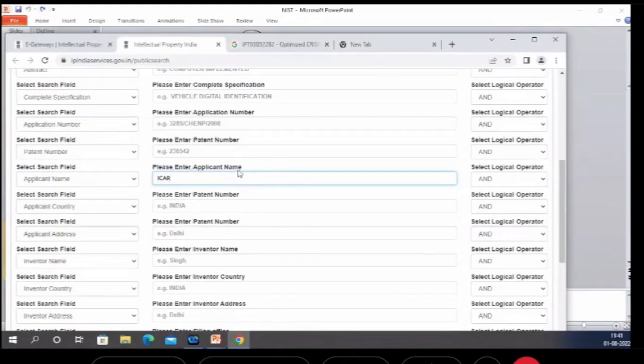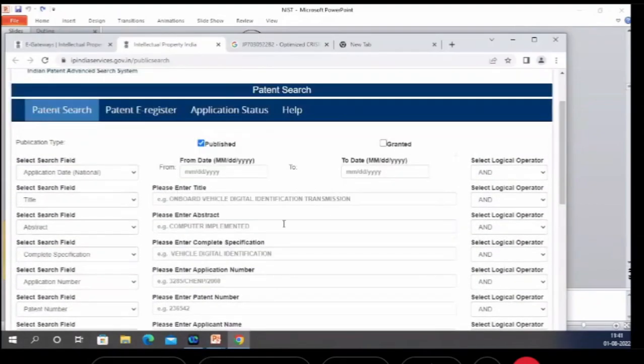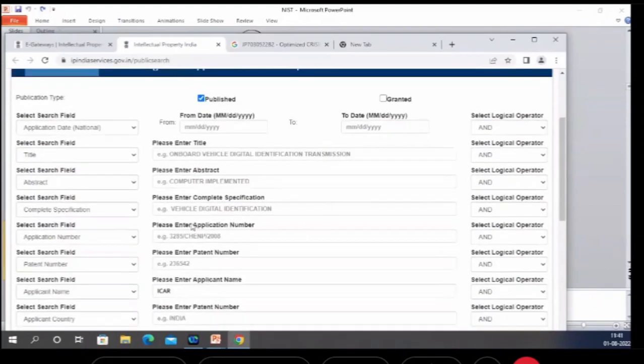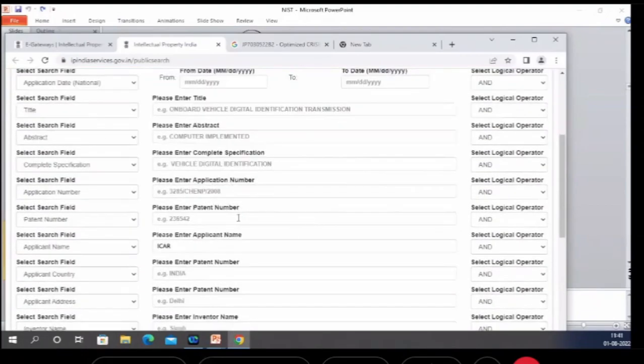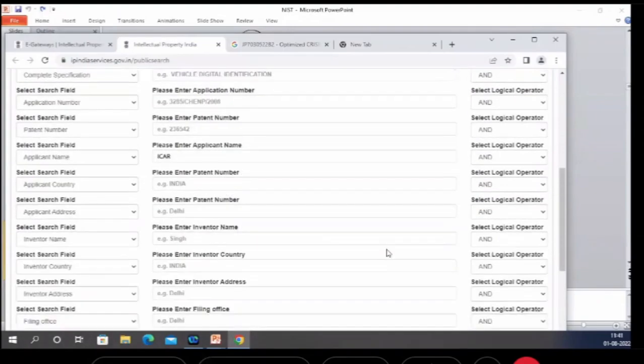This is the applicant name I will type. There are so many fields: title, abstract, complete specification, application number, patent number if you have it, applicant name, and so on. There are many operators too. You can type anything you want. Suppose you know the title of your invention, you put the title, enter the captcha, and you will get the invention. What I will do here is put ICAR in the applicant name, and then search.